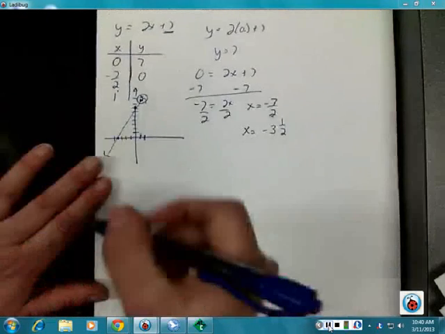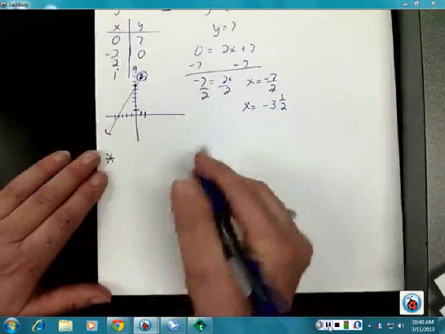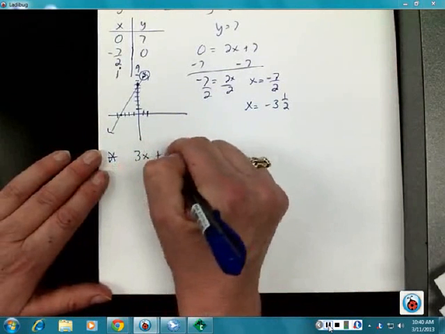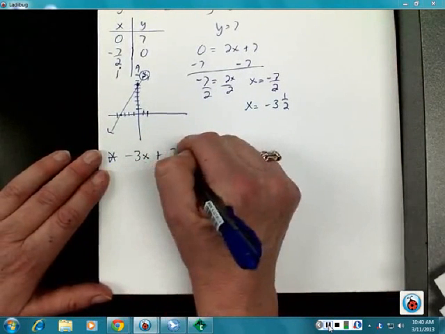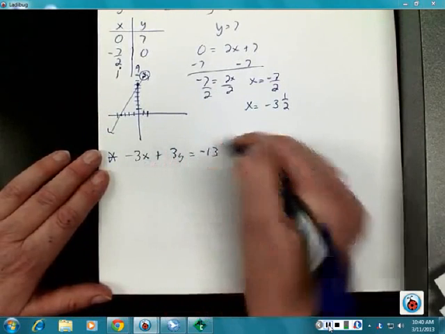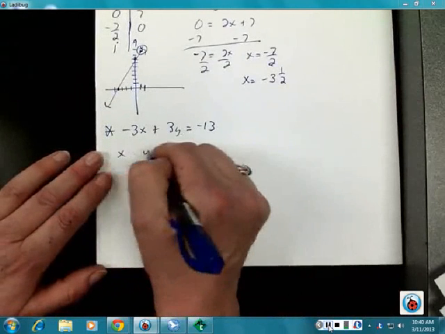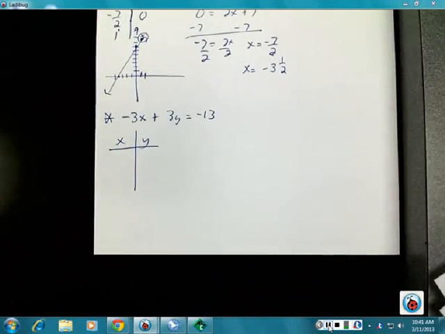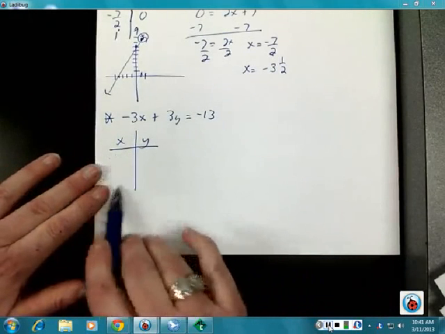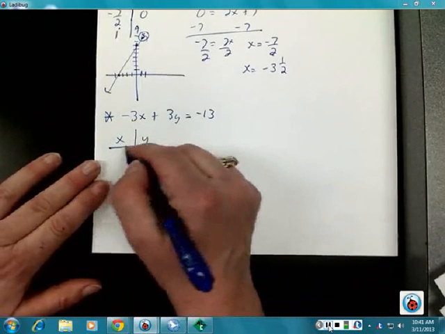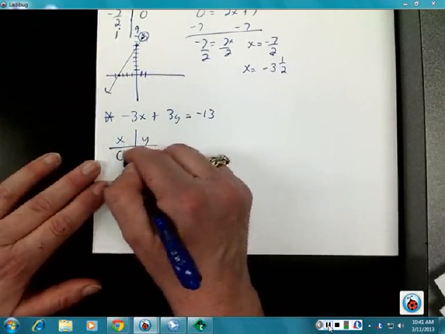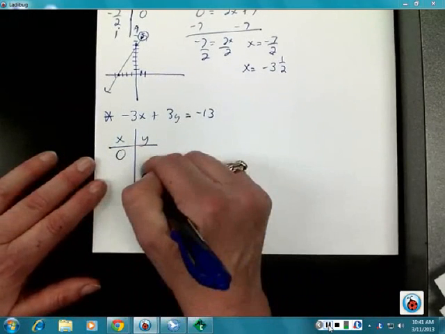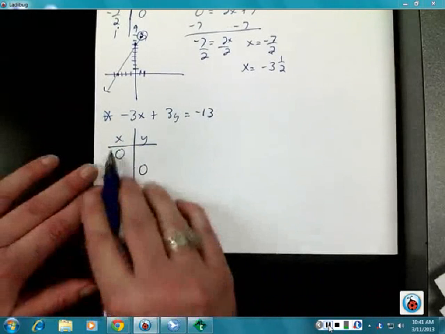So what if we had this for a problem? Negative 3x minus 3y is equal to a negative 13. Okay, if that were my problem, and I need to plot some points, I would probably end up putting zeros in here for my x, or my y-intercept, x is 0. For my x-intercept, y is 0, so I just kind of put those in my chart.